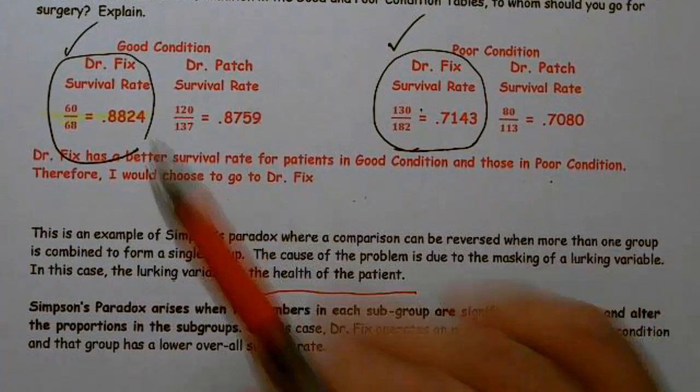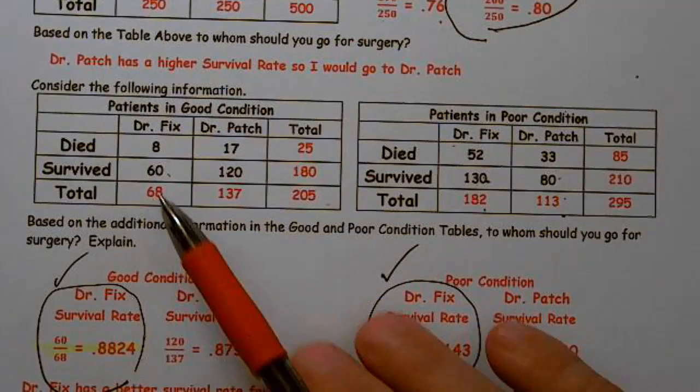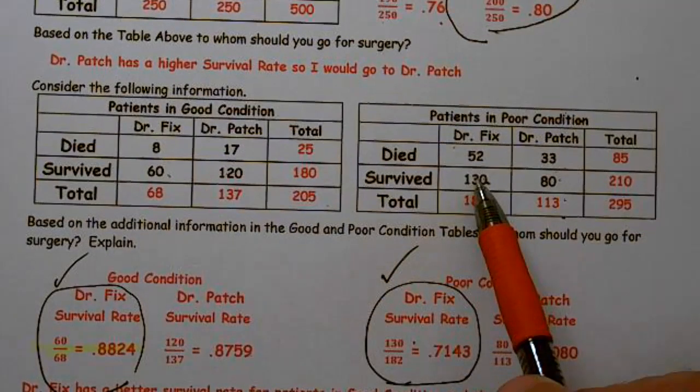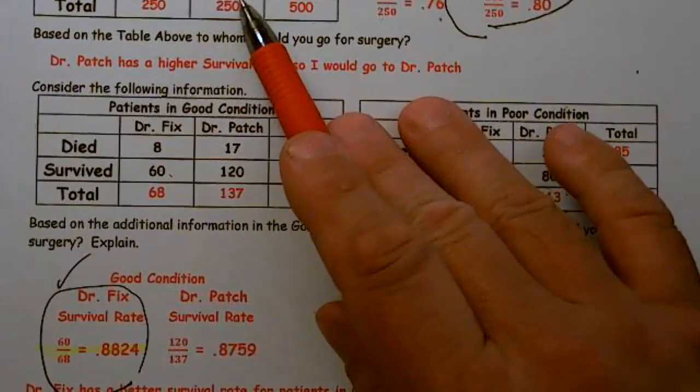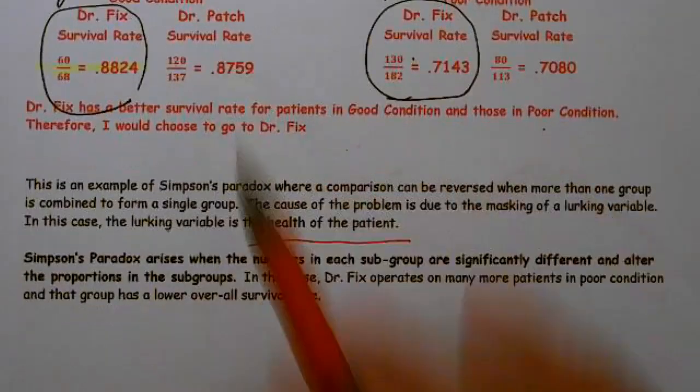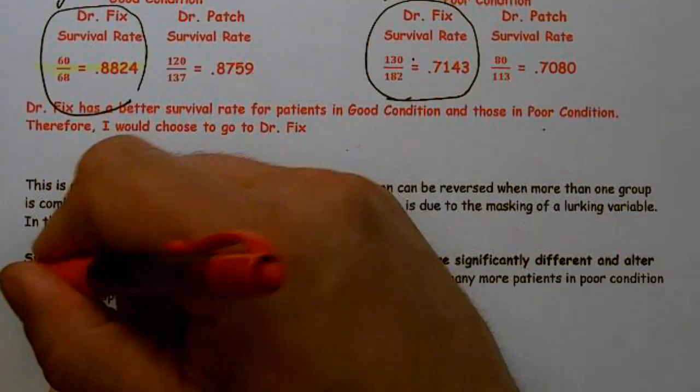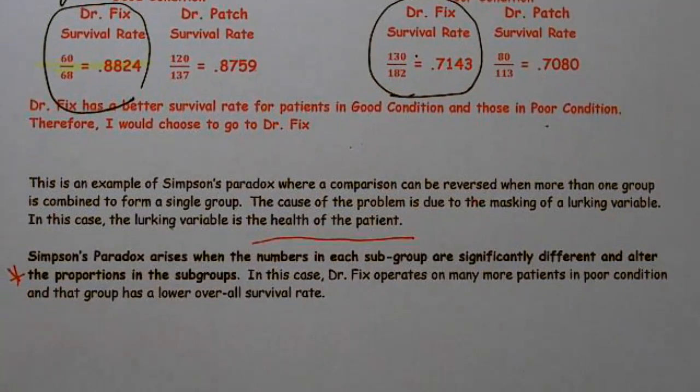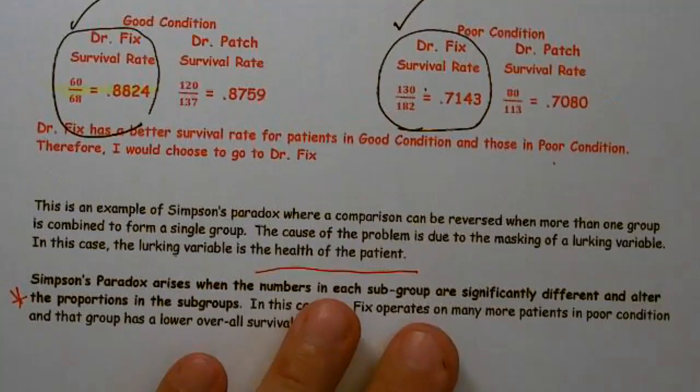So if Dr. Fix had more healthy patients and fewer unhealthy patients, it would be clear up here in the first table. But since he doesn't, it's hidden. So this is what you need to know. This is probably the crux of it. It arises when the numbers in each subgroup are significantly different and alter the proportions in the subgroup. All right. So when the subgroups are significantly different, in this case, Dr. Fix operates on many more patients in poor condition, and that group has a lower overall survival rate. All right. That concludes that.